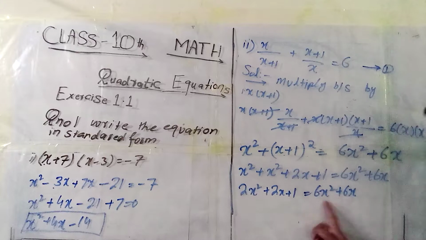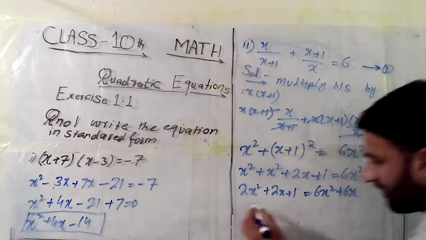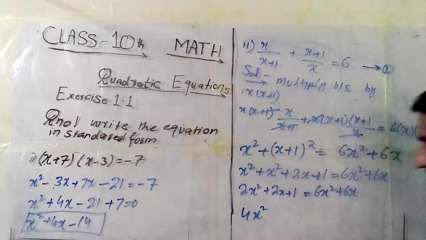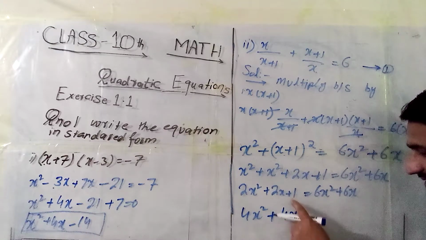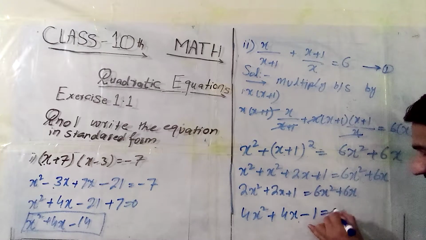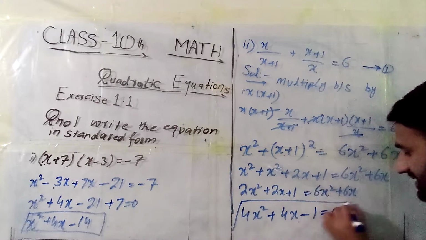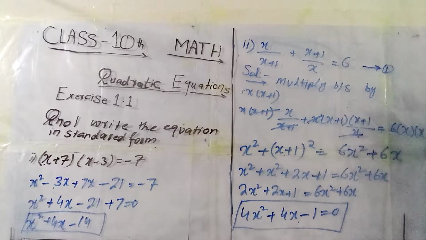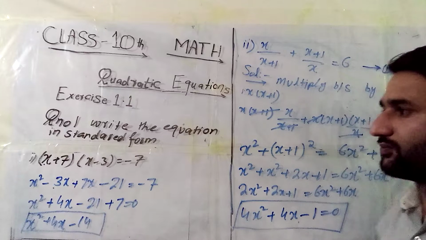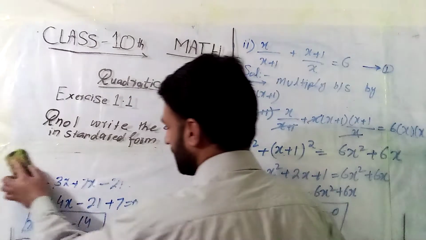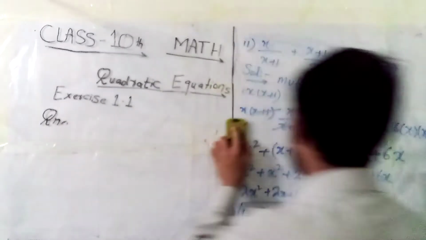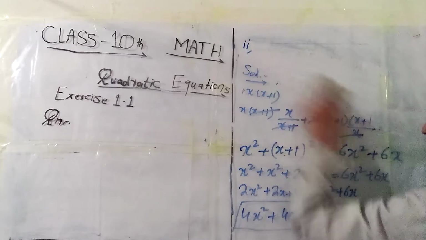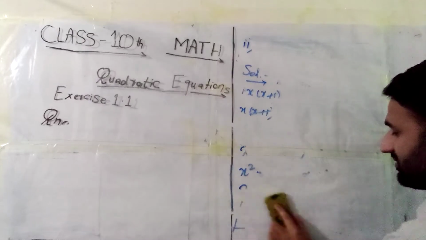Here this term will shift into negative. The value will come 4x square. This will come here, will be 4x, and this will come is equal to minus 1 is equal to 0. So this is the standard form of the quadratic equation of question 1 part second. Now I move forward to question 2. We can find the solutions. How you can find the solutions of any quadratic equation by the factorization method, right?